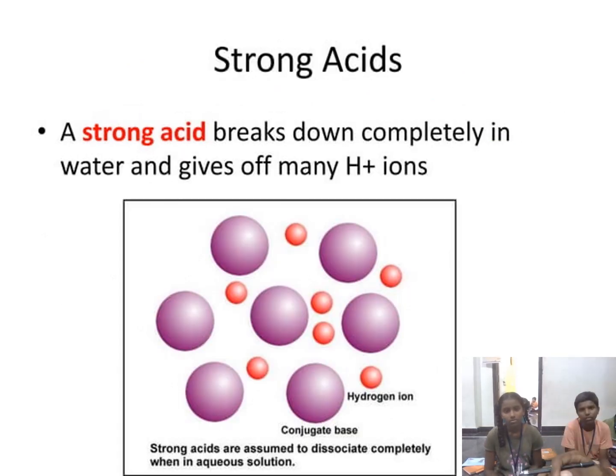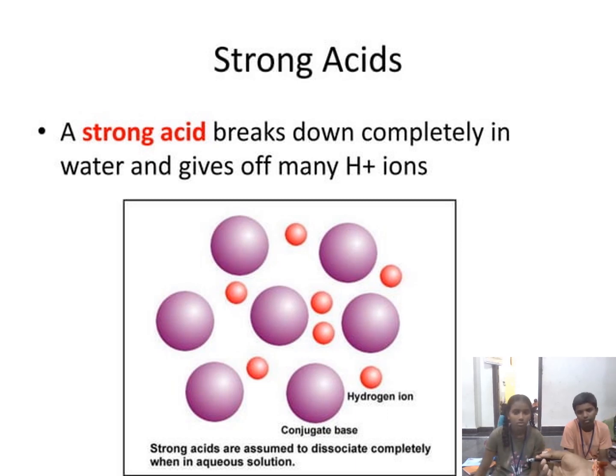Next, what is a strong acid and what is a weak acid? What is a strong base and a weak base? How can we classify strong acid, strong base, weak acid and weak base? A strong acid breaks down completely in water and gives off many H plus ions.